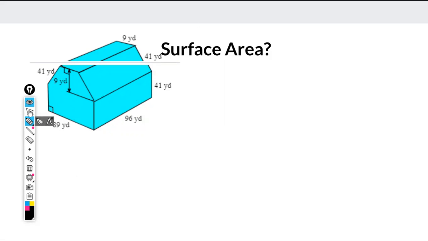There we go. So it looks like the length of this one is 89, and the width would be right here. It would be 41. So I'm going to go 41 times 89.